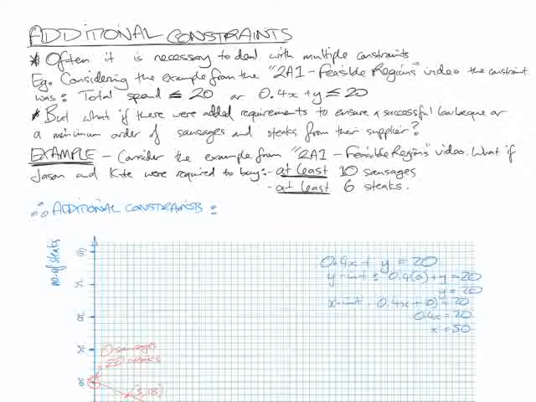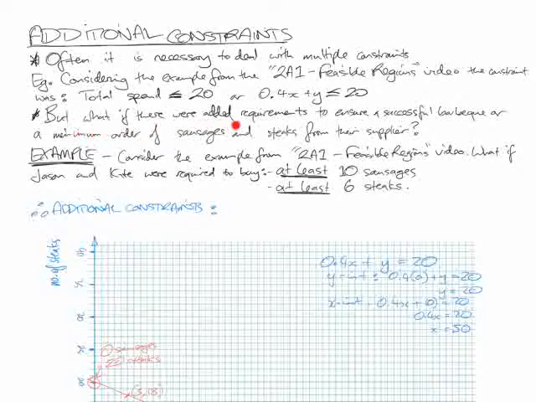You might remember the constraint was that the total spend has to be $20, or we eventually started saying that it was less than or equal to $20. So therefore 0.4x, 40 cents per sausage, plus y, $1 per steak, had to be less than or equal to 20.